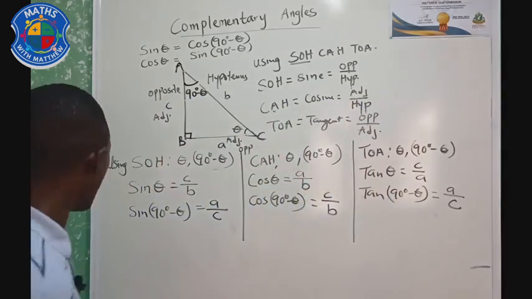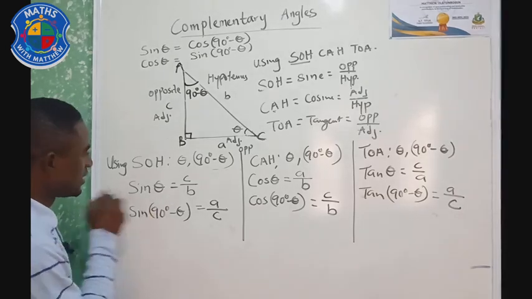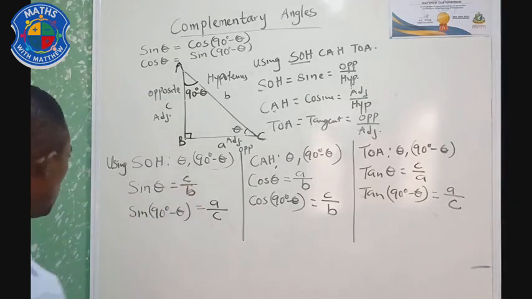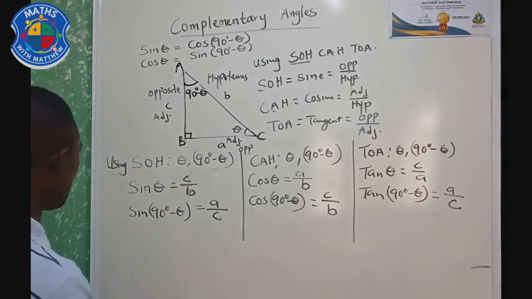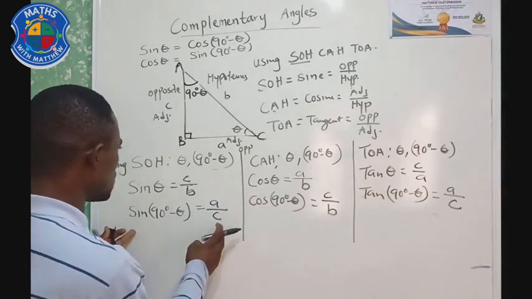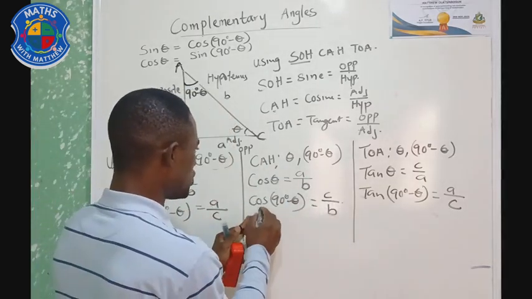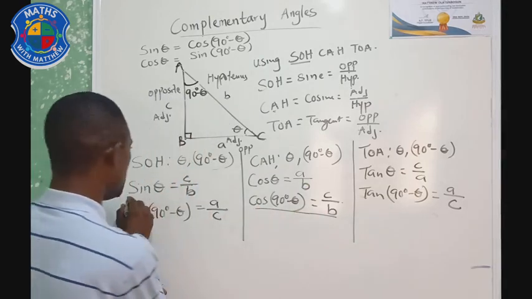Let's look at it. When you look at sin theta, it is C over B. Which one is also giving us C over B? Do you have another one giving us C over B? Here, we have C over B, right? That means this is this.